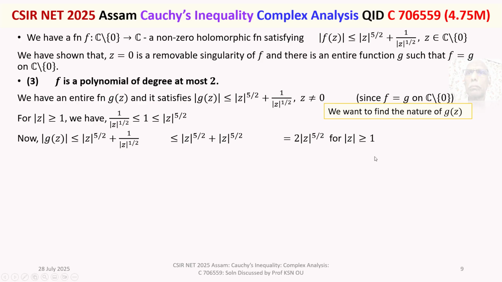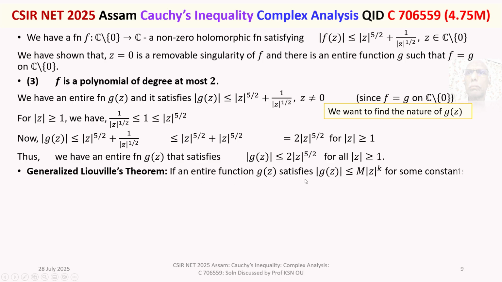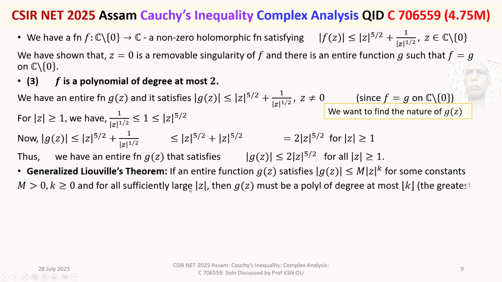So we'll get 2 times mod z to the power of 5 by 2 for mod z greater than 1. Right. Now we have an entire function g of z that satisfies mod of g of z is less than or equal to 2 times mod z to the power of 5 by 2 for all mod z greater than or equal to 1. We recall generalized Liouville's theorem. This states if an entire function g of z satisfies modulus of g z is less than or equal to M times mod z to the power of k. In our case M is 2, k is 5 by 2, for some constants M greater than 0, k greater than or equal to 0, and for sufficiently large mod z, so mod z greater than 1, we can make mod z sufficiently large.